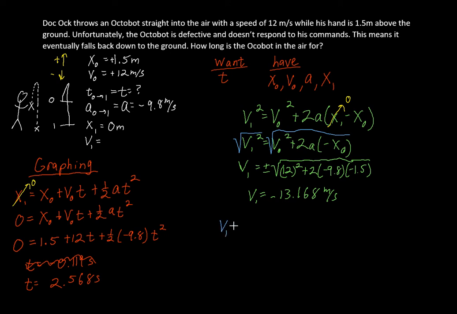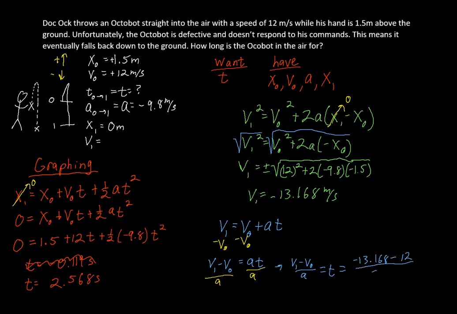So now that we have V1, we can use V1, which again makes me a little bit uncomfortable. I'd rather not use answers that I solved for in my equation. But again, that's just me personally. I'm always skeptical just in case I made a little mistake. So I'm rearranging to get my variable by itself. So now we'll go ahead and divide by a, and we'll get that V1 minus V0 over a equals t. Plug in those known values. Our V1 is negative 13.168 minus 12 divided by negative 9.8 gives us that t value of 2.568. So in both cases, we get the same answer. So our final answer, how long is it in the air for? It is in the air for 2.568 seconds.